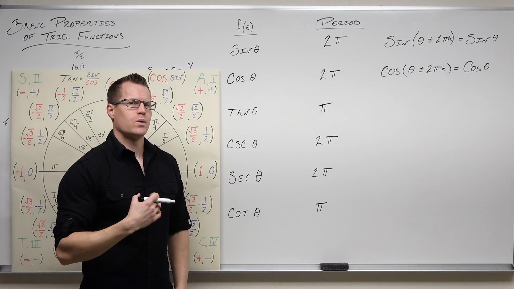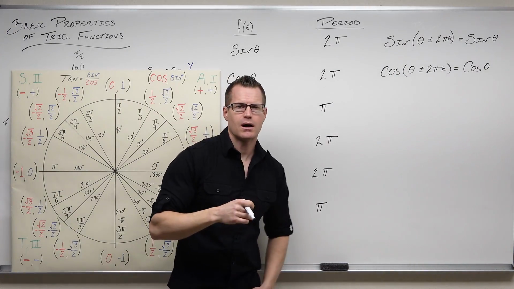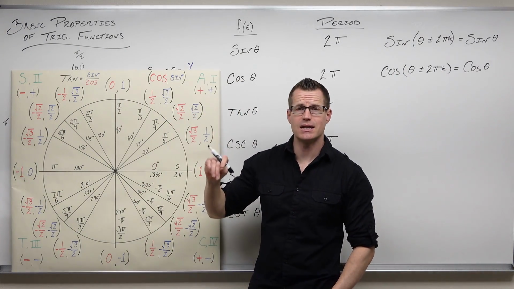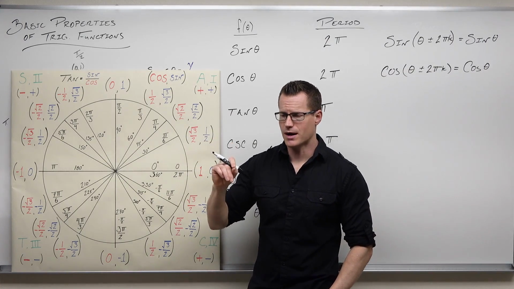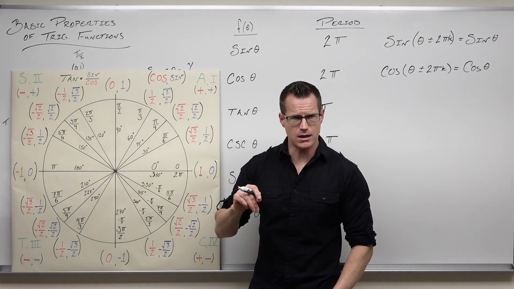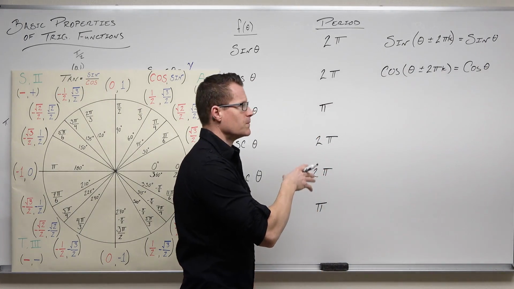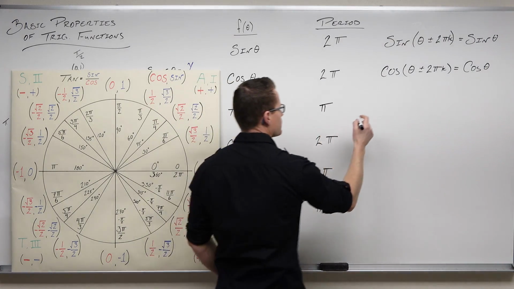For tangent, it's quicker than that. Because of the way that our positive and negative interact, positive divided by positive is the same as a negative divided by negative. Because of that, our period was sooner, and we have a slightly different identity.